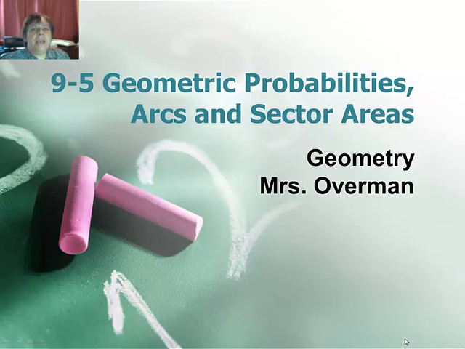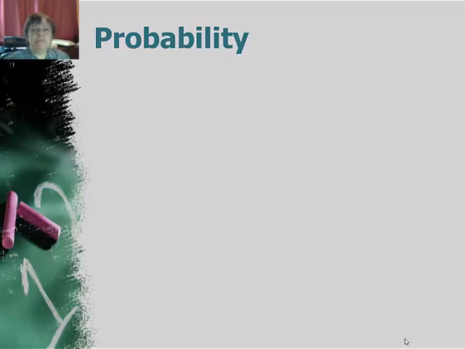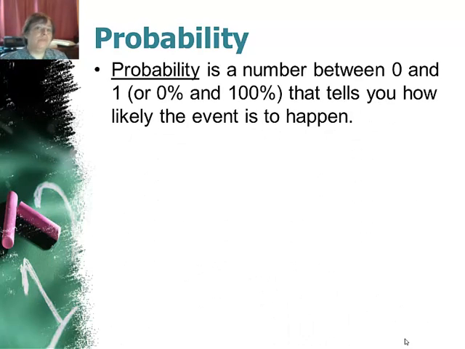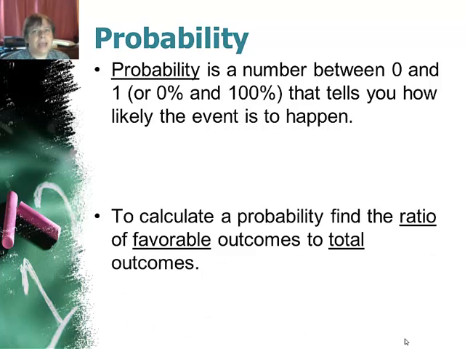Now we're going to look at geometric probabilities, arcs, and sector areas. Arcs and sector areas come into play a lot in probability. First of all, you've been dealing with probability since really 5th, 4th grade, definitely 6th grade, and middle school. And you learn that probability is a number between 0 and 1, or 0% and 100%, that tells you how likely something is to happen.